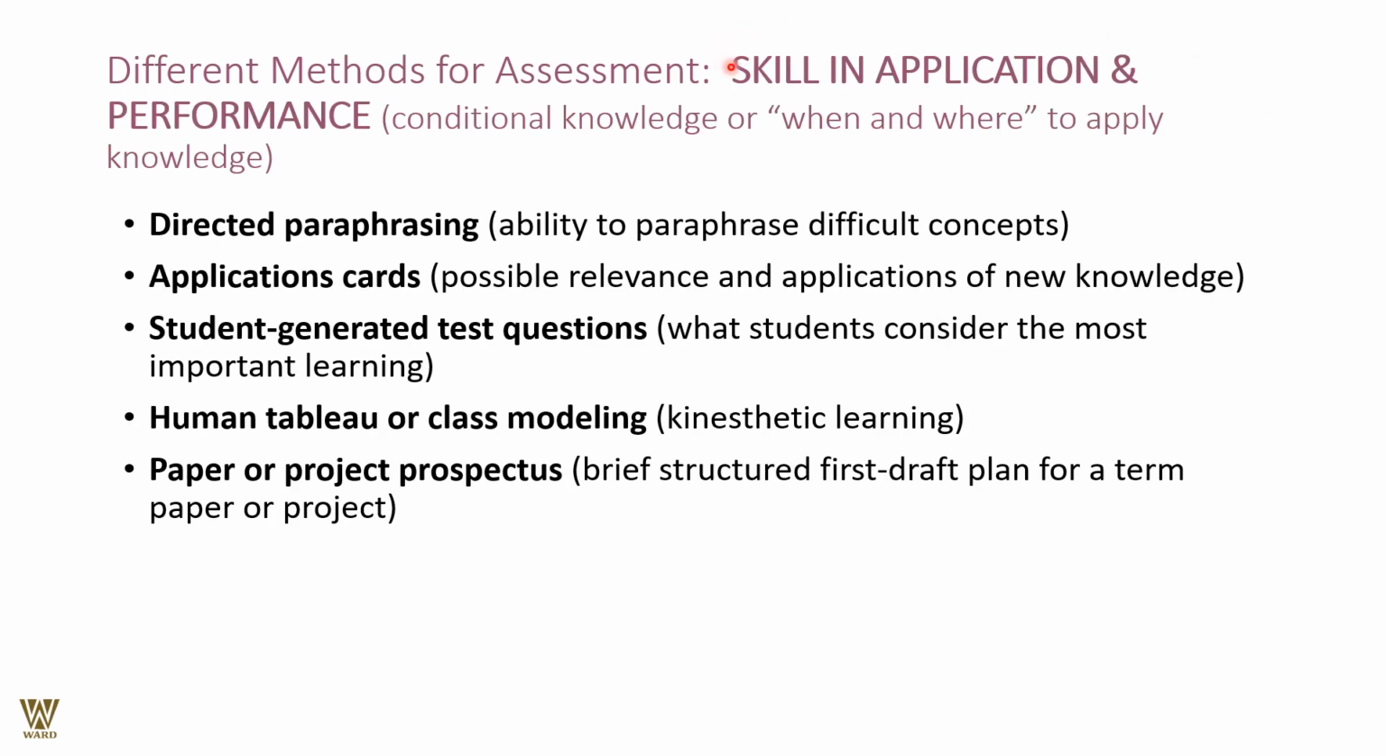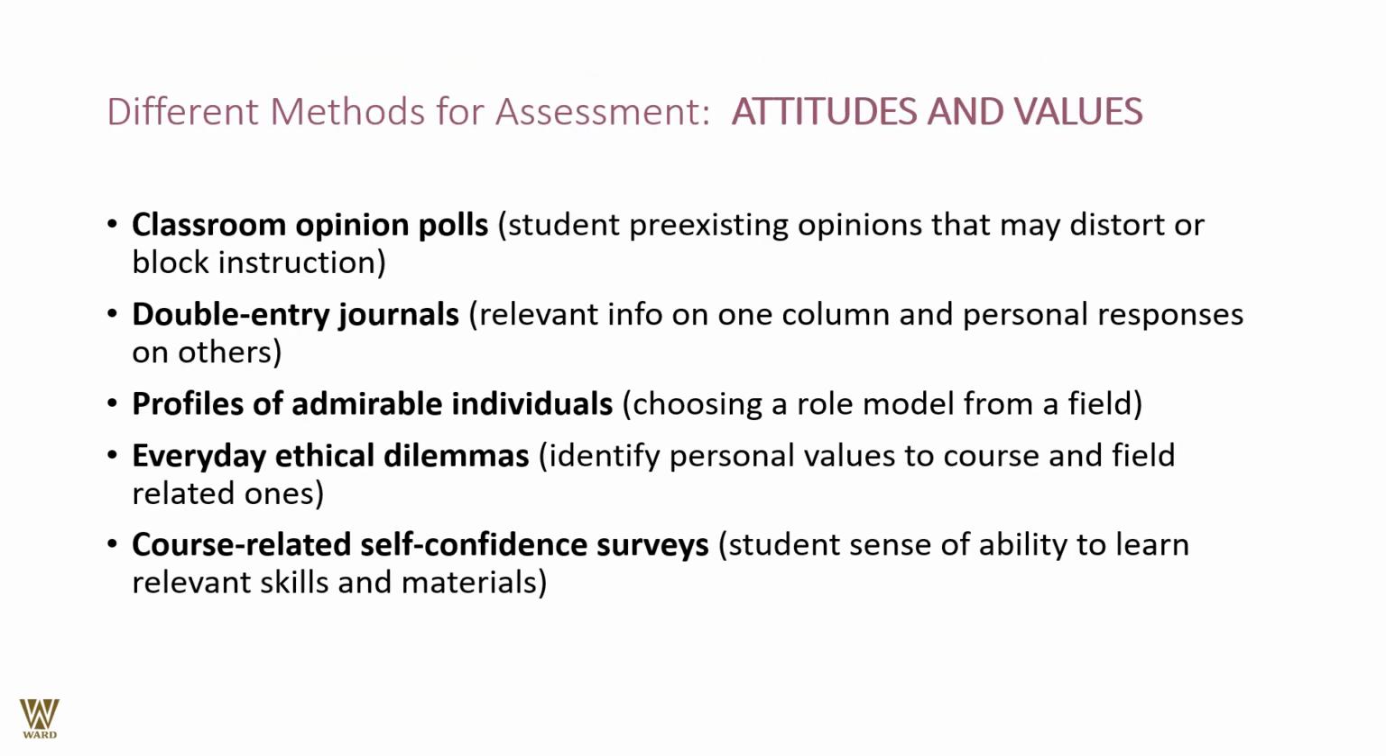Skill in application and performance, as in conditional knowledge, when and where to apply. Directed paraphrasing is the ability to paraphrase a difficult concept. Application cards, the possible relevance and application of new knowledge. Student-generated test questions, what the student considers the most important learning. Human tableau or class modeling. This is kinesthetic learning, if we may say so. This is theory and practice. Paper and project prospectus, a brief structured first draft of a plan for a term paper. So this is what we are talking about in skill in application. Remember Bloom's taxonomy, and we are covering everything here.